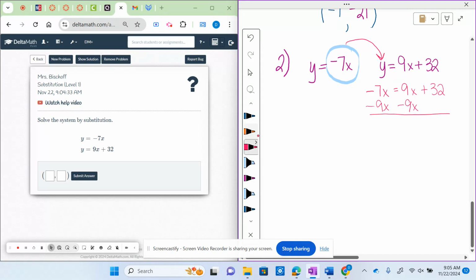Excellent. So a negative 7 and a negative 9 give me a negative 16. Negative 16x equals positive 32. Absolutely. We're going to divide both sides by negative 16. So x equals negative 2. Remember that this is a system, and I know that my solution to a system is an ordered pair. We just know the x coordinate. We know that x is negative 2. How am I going to find y?